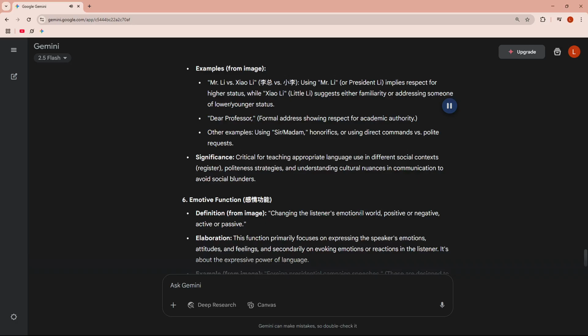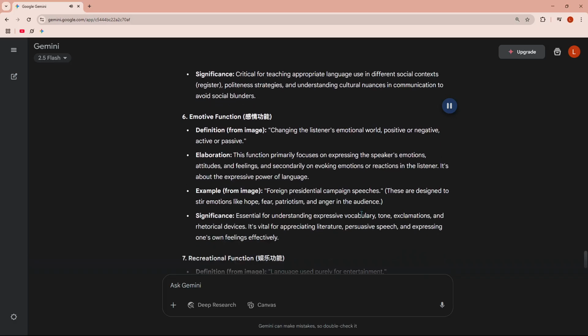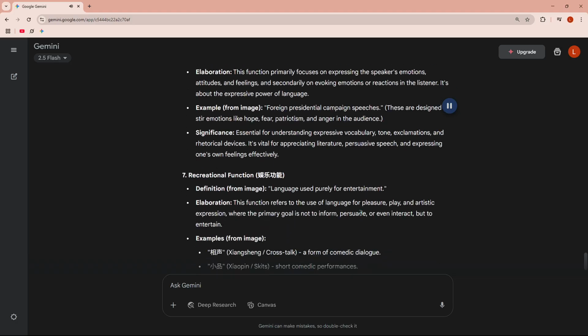Elaboration. This function primarily focuses on expressing the speaker's emotions, attitudes, and feelings, and secondarily on evoking emotions or reactions in the listener. It's about the expressive power of language. Example, from image, foreign presidential campaign speeches. These are designed to stir emotions like hope, fear, patriotism, and anger in the audience. Significance. Essential for understanding expressive vocabulary, tone, exclamations, and rhetorical devices. It's vital for appreciating literature, persuasive speech, and expressing one's own feelings effectively.